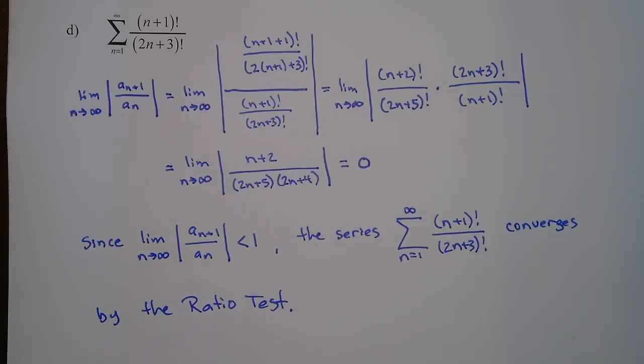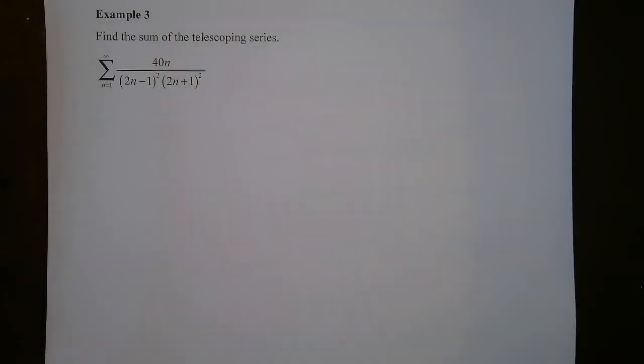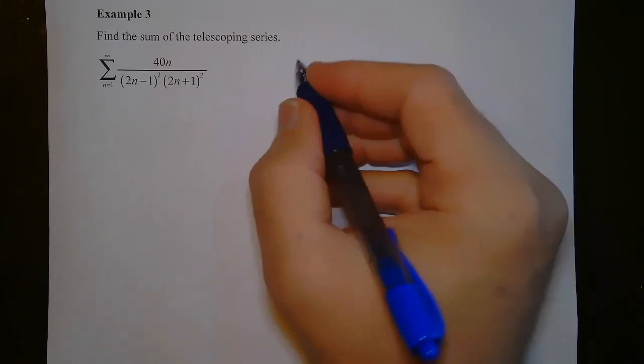All right, let's look at the last problem. For example 3, we want to find the sum of the telescoping series sigma n equals 1 to infinity of 40n over (2n minus 1) quantity squared times (2n plus 1) quantity squared. So you want to do some partial fraction decomposition on this. I'm not going to take the time to do that because we've already done that several times, but I'm going to show you what this comes out to be.